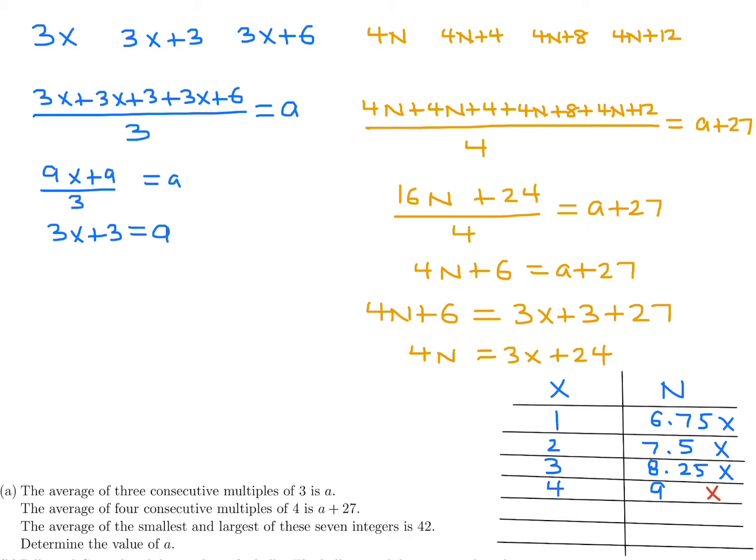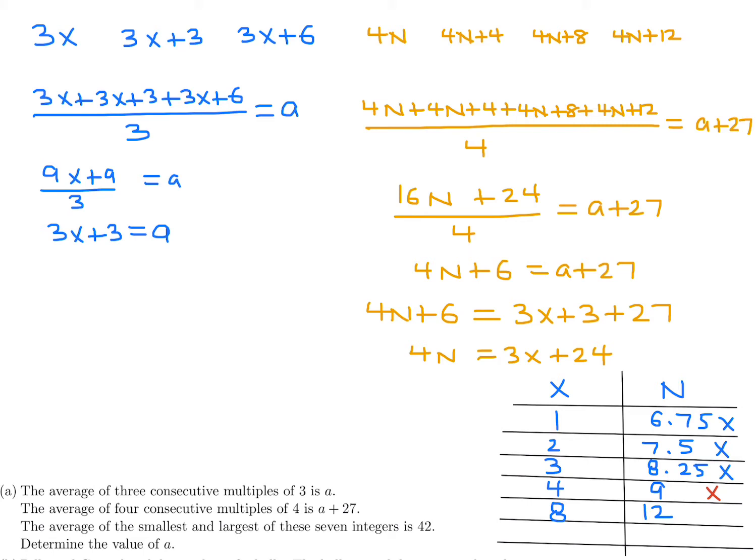Keep going, and one thing I notice is that to speed up the math, x has to be a multiple of 4 to give an integer value for n, right? I think you can figure that out just from this equation. So instead of going 5, 6, 7 and wasting time, let's just jump all the way to 8, because that's the only way you can get an integer value for n. And when x is 8, the integer value for n is 12.